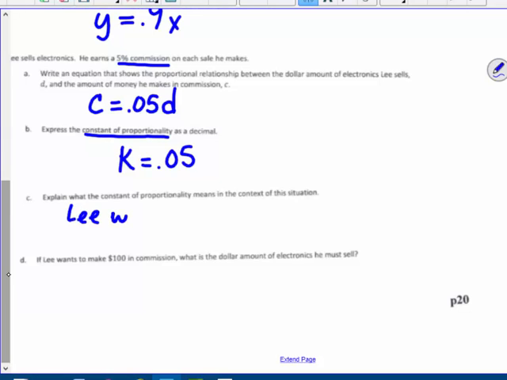Lee will earn 5 cents per, oh, I better put labels on this, per dollar sold. So he will earn 5 cents per $1 sold. That's the rate. If Lee wants to make $100 in commission, what is the dollar amount of electronics that he needs to sell?